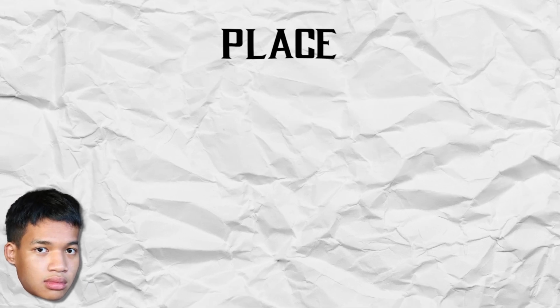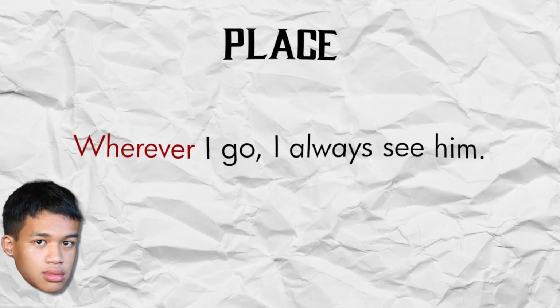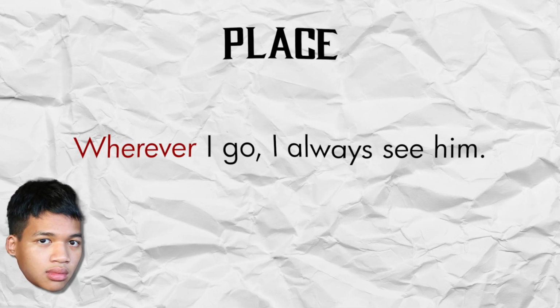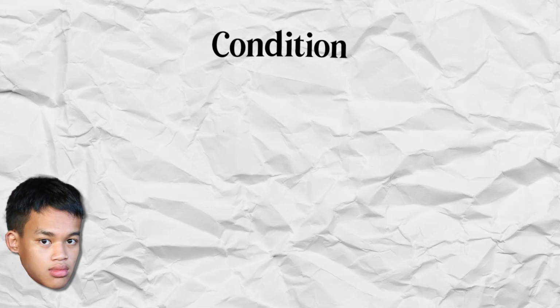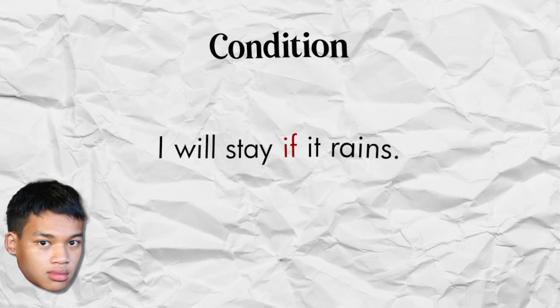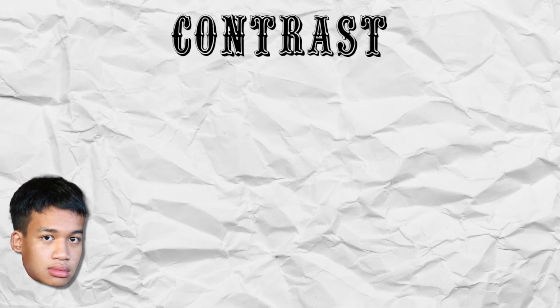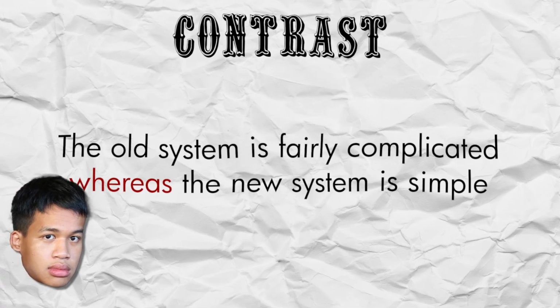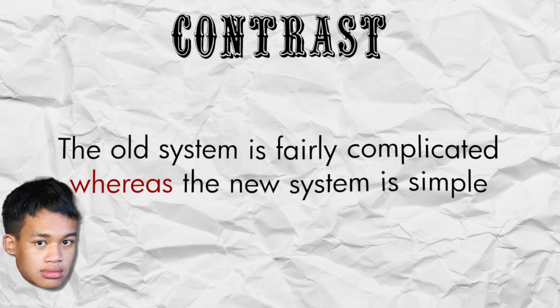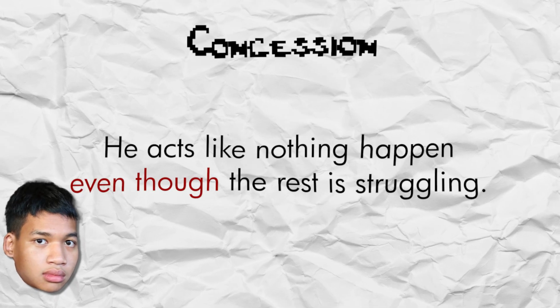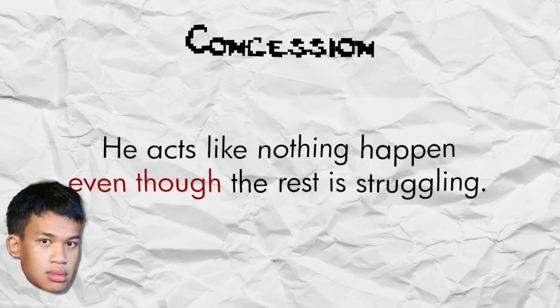The second, places. We have: wherever I go, I always see him. The third, condition. I will stay if it rains. The fourth, contrast. The old system is very complicated, whereas the new system is simple. The fifth, concession. He acts like nothing happened even though the rest are struggling.